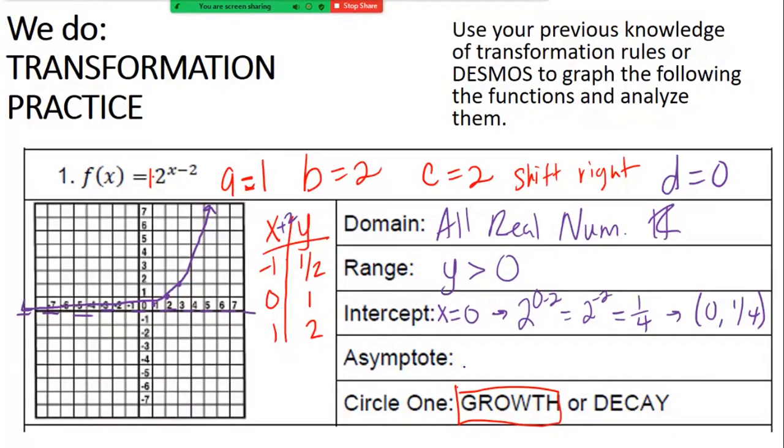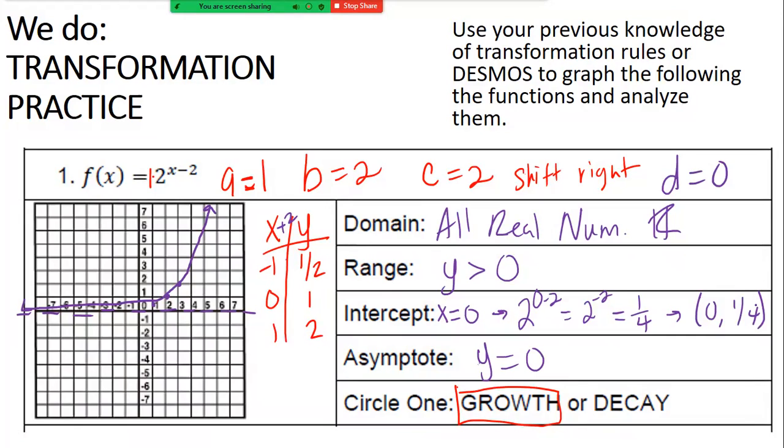And we already stated, but just to reiterate, where is our asymptote at? Where's that imaginary boundary line? At y equals 0, right? Horizontal asymptotes are y equals.